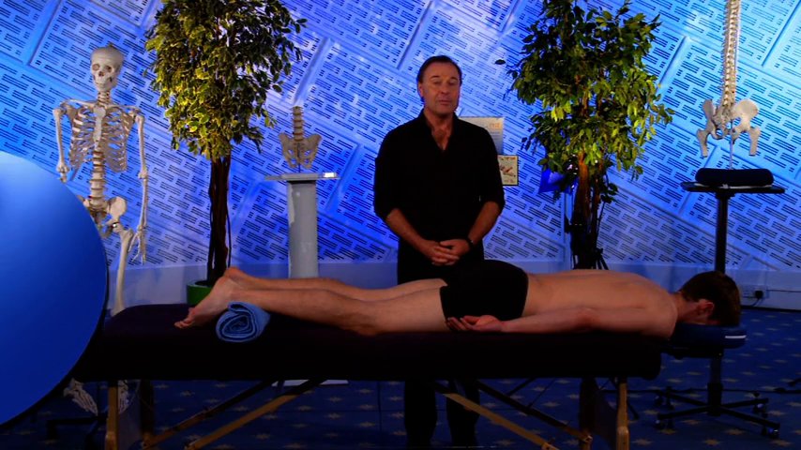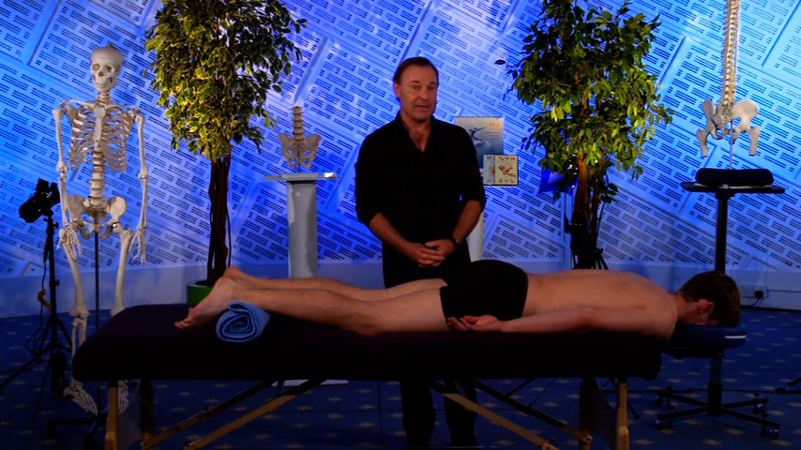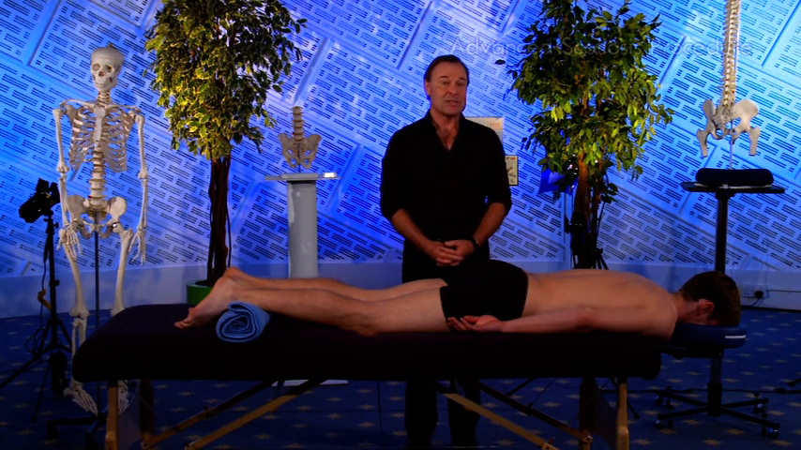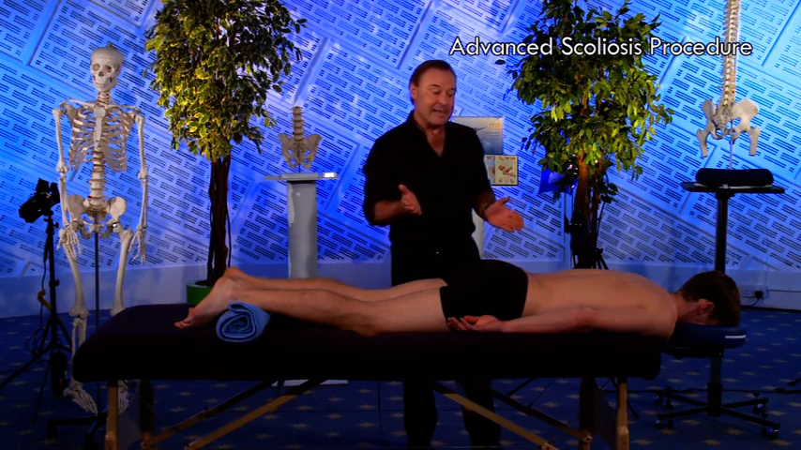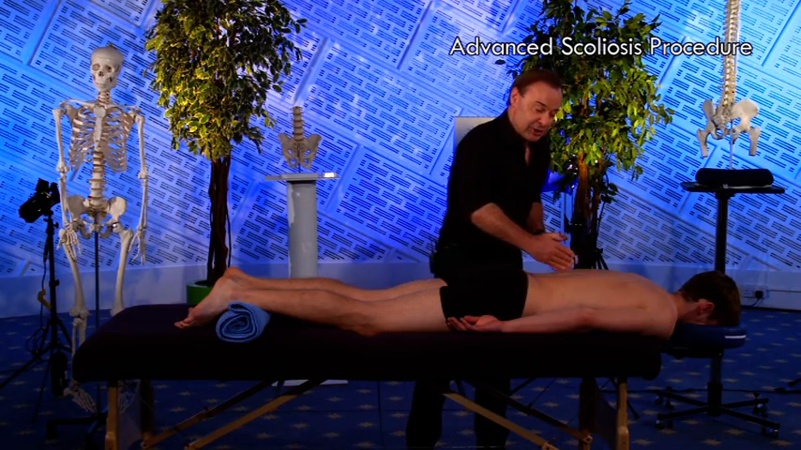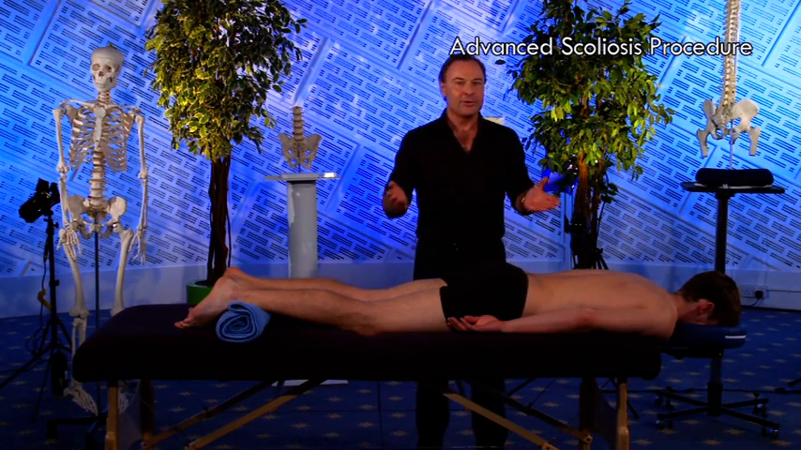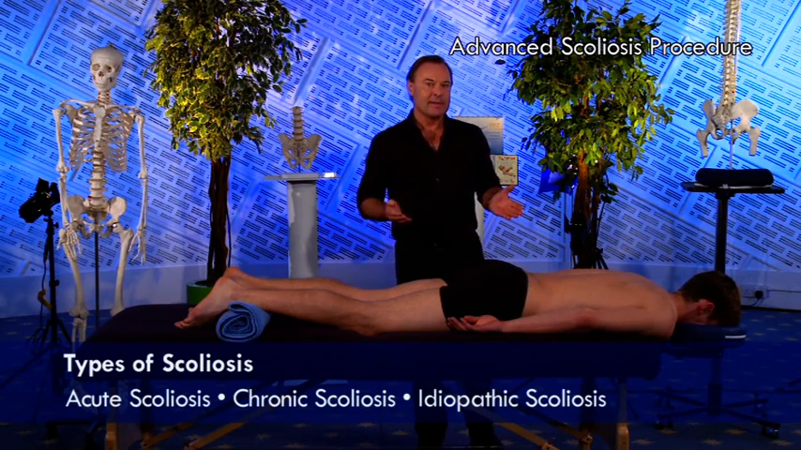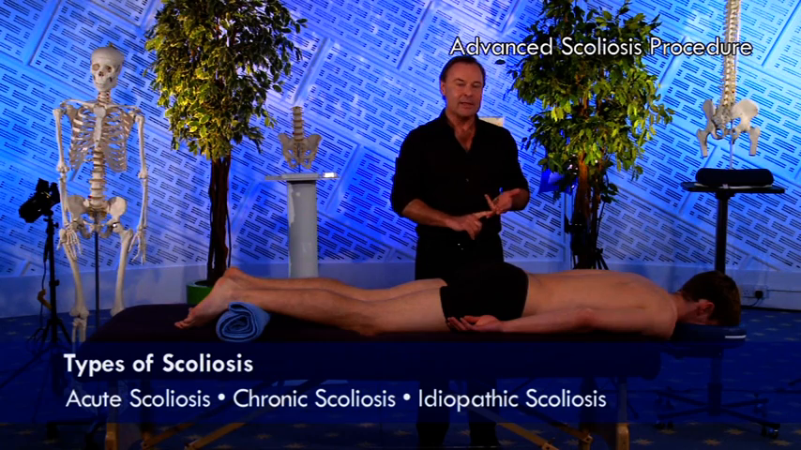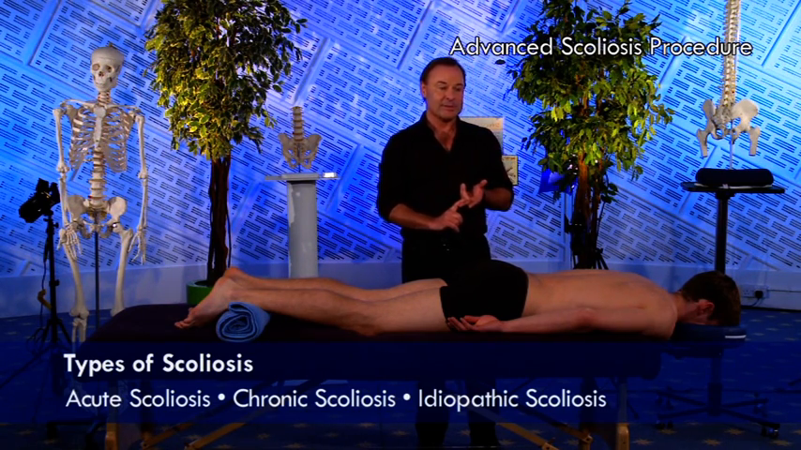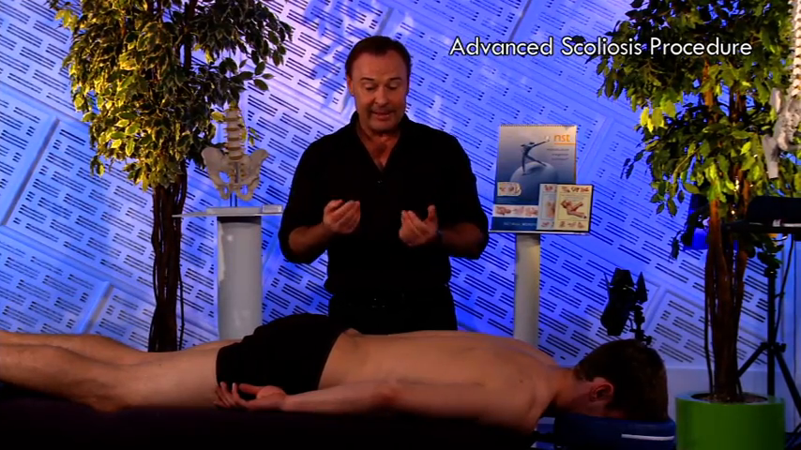skin. We now move to the second procedure in our occasional group, the advanced scoliosis procedure. So just for some clarification, it may be useful to consider scoliosis, which we all know is a lateral deviation of the spine, into 3 simple categories. Firstly, acute scoliosis. Secondly, chronic scoliosis. And thirdly, idiopathic scoliosis.